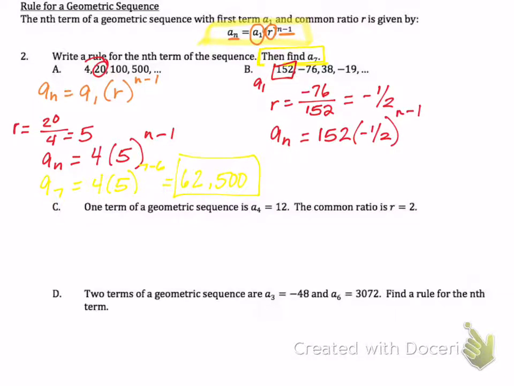And if I want to find what A7 is, I'm going to plug 7 in for n. So 152 times negative 1/2 to the 7 minus 1, or to the 6th power. So what did you get when you typed that in as a fraction? 19/8. Good. And then if you got it as a decimal, it would be like 2.2, 2.3, 2.4, something like that.